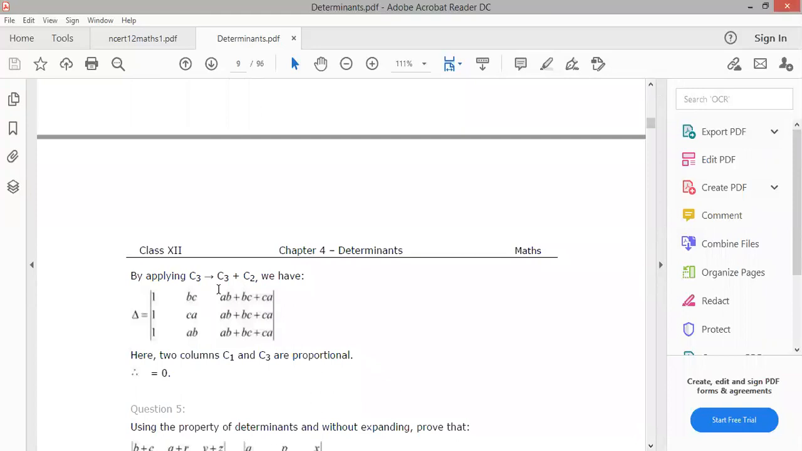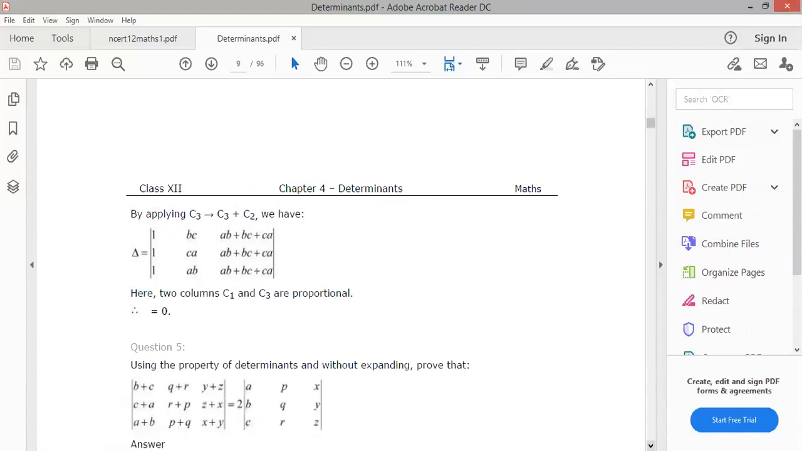What we will do, we will write column 3 as column 3 plus column 2. We will add column 2 to column 3. We will get here AB plus BC plus CA, AB plus BC plus CA, AB plus BC plus CA. We will take this AB plus BC plus CA common. We will get 1 1 1 in the first column, and we will get 1 1 1 in the last column. You can see that the first column and last column are proportional, so its value is equal to 0.